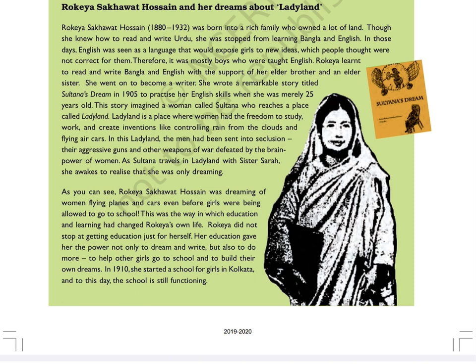This was the way in which education and learning had changed Ruqayya's own life. Ruqayya did not stop at getting education just for herself. Her education gave her the power not only to dream and write, but also to do more, to help other girls go to school and to build their own dreams. In 1910, she started a school for girls in Kolkata, and to this day, the school is still functioning.